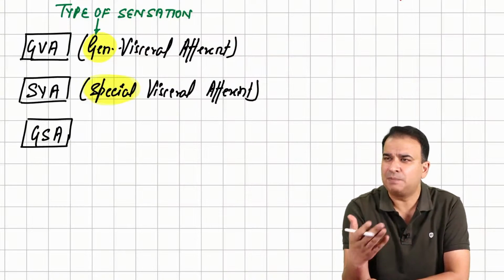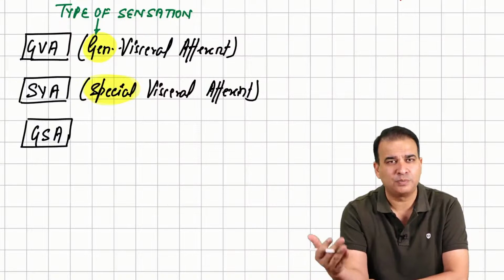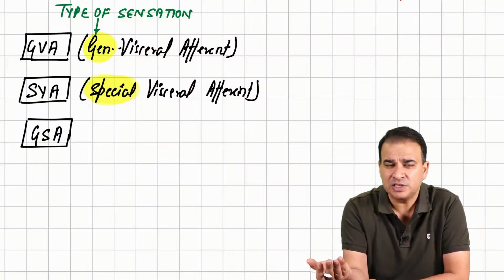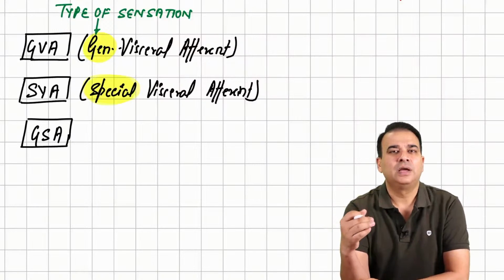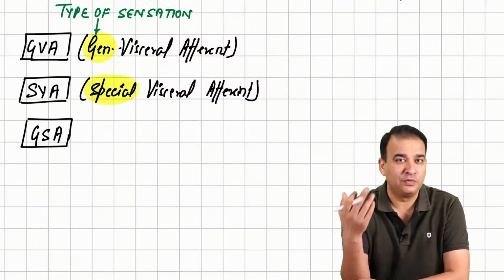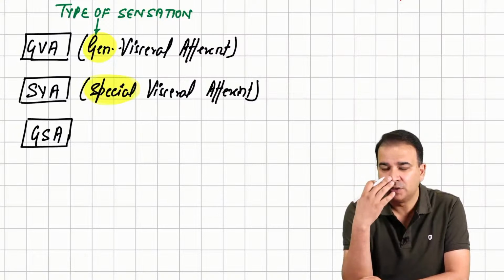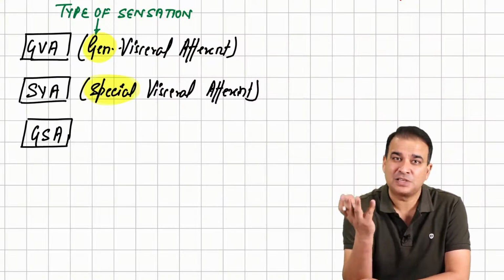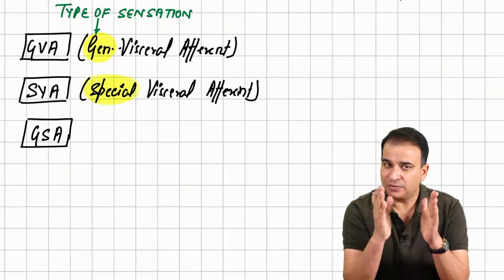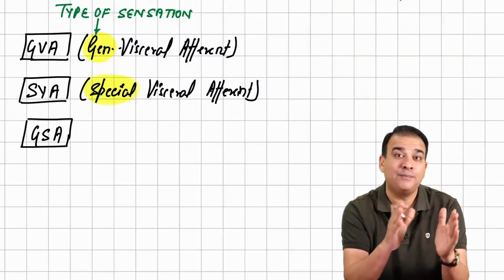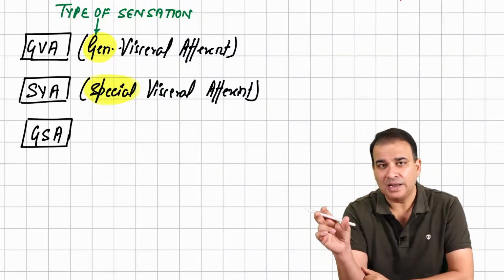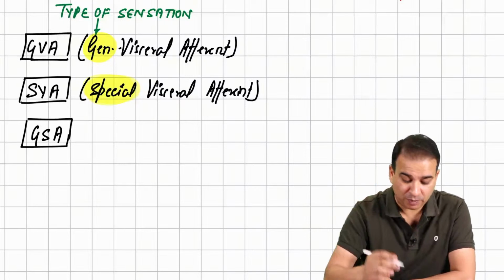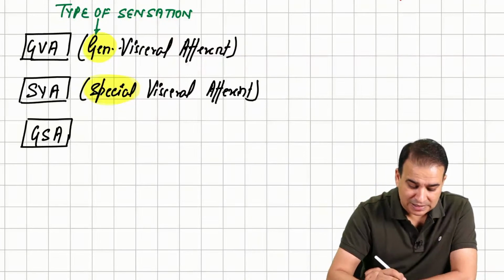General sensations are things like pain, temperature, touch, pressure, and proprioception. These are all general sensations. But special sensations include taste, vision, olfaction, hearing, and balance. So the first word is just telling you the type of sensation. The second word tells you where the sensation is coming from. The second word is telling you about the source.